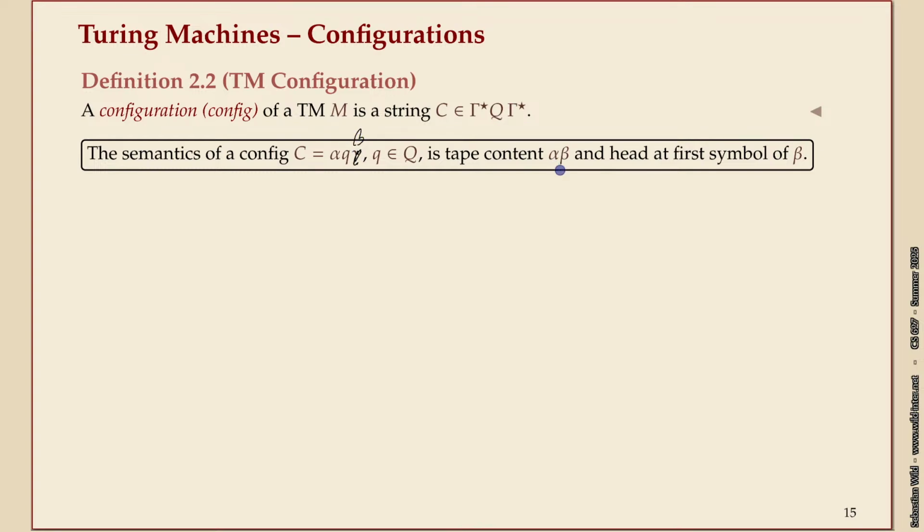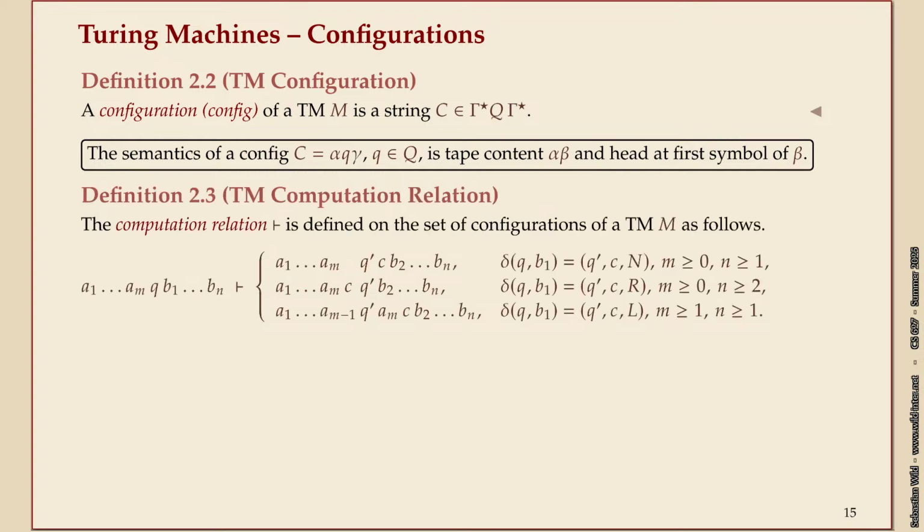So these two together are the entire tape content, read from left to right. And they're separated so that you can say where the read-write head is. So it's a very concise notation. The position of the state tells you the first symbol of beta is where the read-write head sits currently. Other than that, it's just a very concise way to capture the whole state of the system.